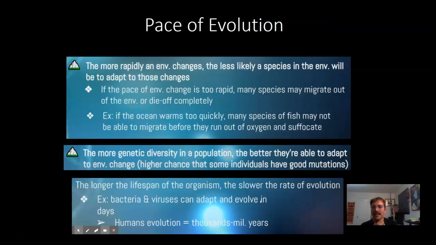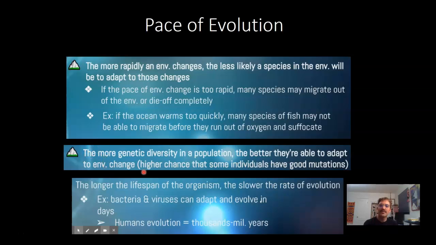So the more rapidly an environment changes, the less likely a species in the environment will be adapted to those changes. So for example, if the pace of environmental change is too rapid, many species may migrate out of their environment or die off completely. For example, if the ocean warms too quickly, many species of fish may not be able to migrate before they run out of oxygen and suffocate, if it's not gradual enough.